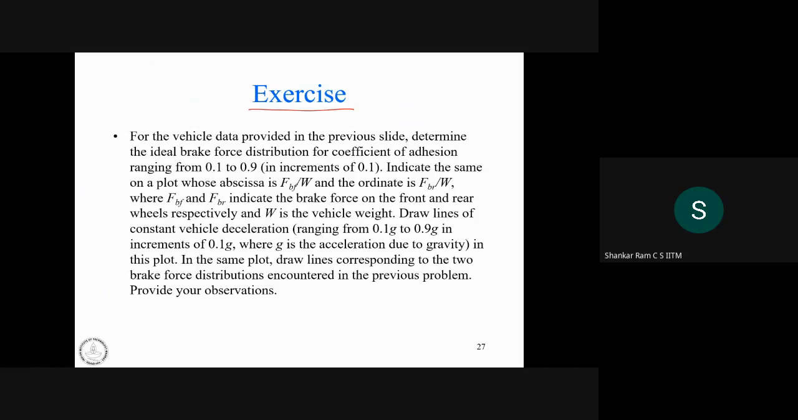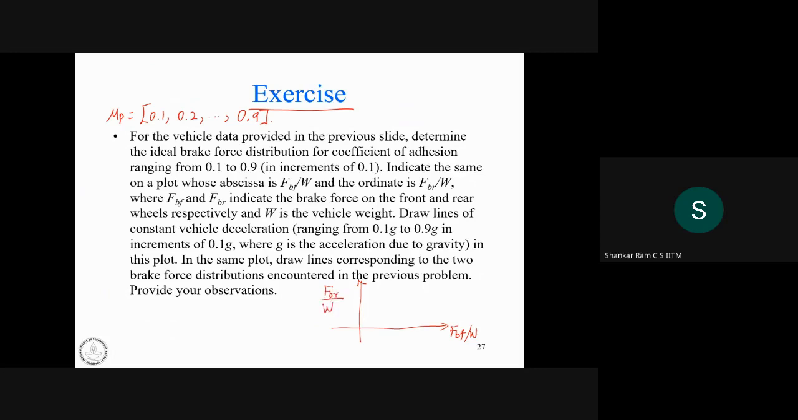So what is this problem? Let me explain. For the vehicle data provided in the previous slide, find the ideal brake force distribution for the coefficient of friction ranging from 0.1 to 0.9. That is, consider mu p to be the set 0.1, 0.2, and so on, till 0.9. Then plot those lines on a plot where the x-axis is FBF by W, and the ordinate is FBR by W.